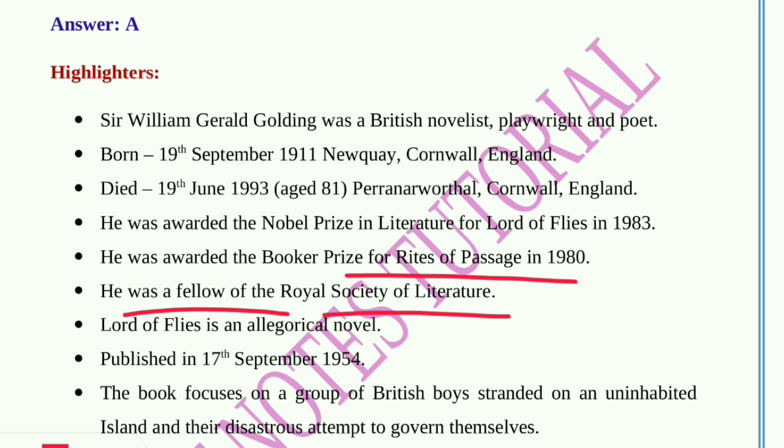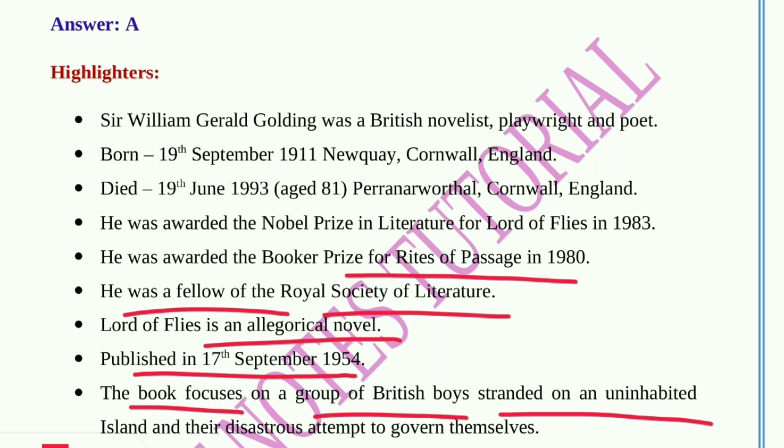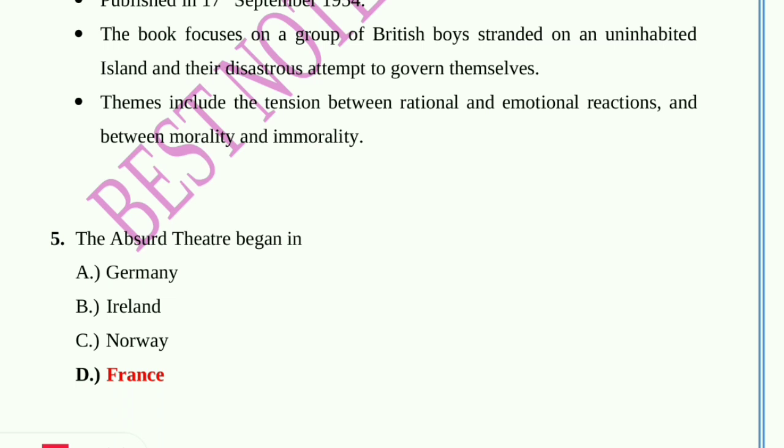And here Lord of the Flies is an allegorical novel published on 17 September 1954. The book focuses on a group of British boys stranded on an uninhabited island and their disastrous attempt to govern themselves. Themes include the tension between rational and emotional reactions and between morality and immorality.